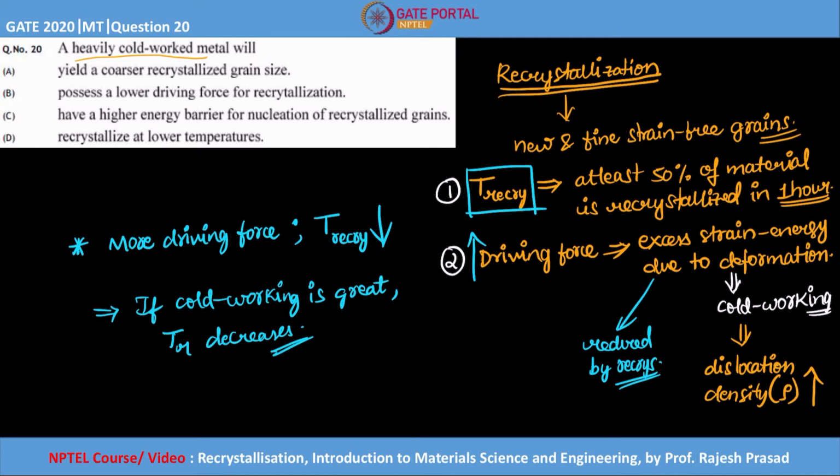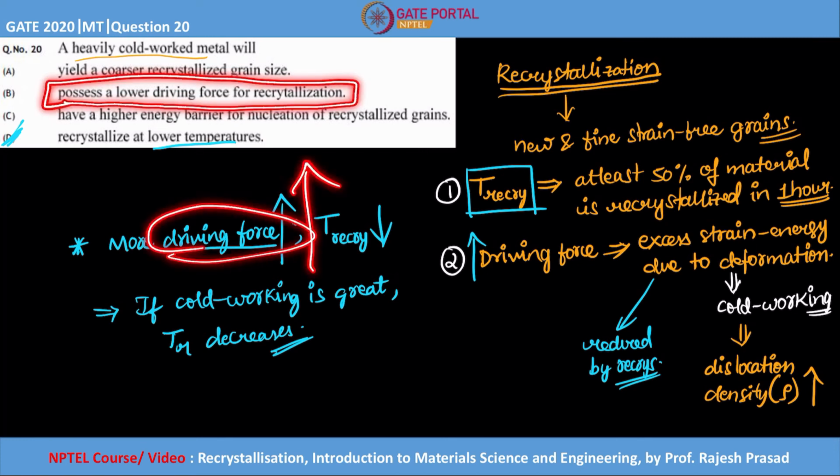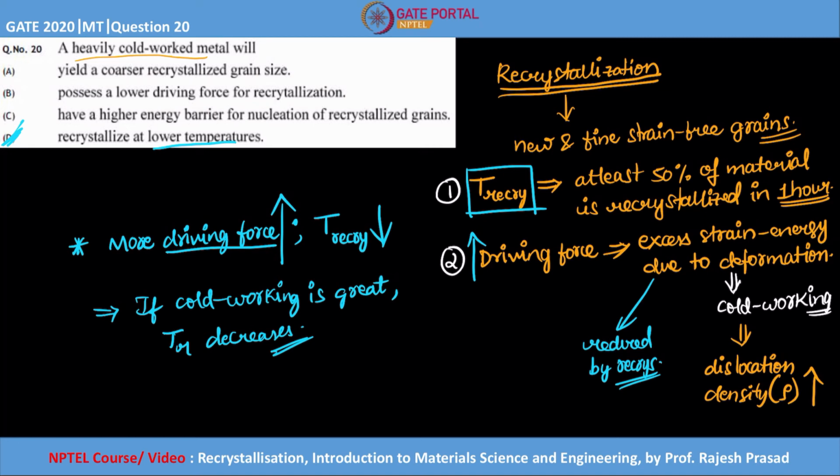Now coming back to the question: the material is heavily cold worked. That means the driving force is very high, so the temperature at which recrystallization takes place is lowered. That is option D, recrystallize at the lower temperature. Option B, possesses a low driving force, is wrong, because we know the driving force is more for highly cold worked material.